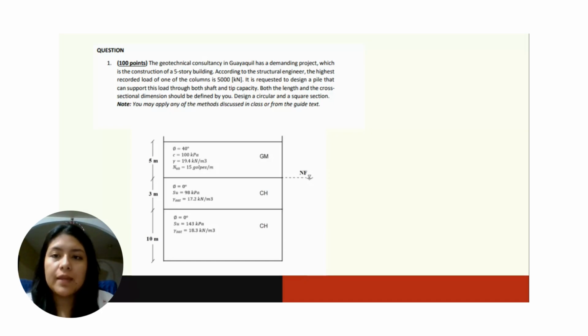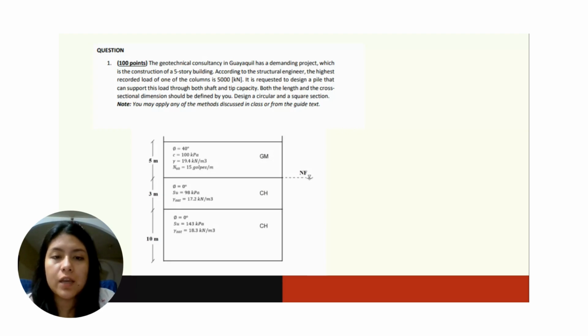The exercise says the geotechnical consultancy in Guayaquil has a demanding project, which is the construction of a five-story building. According to the structural engineer, the highest recorded load of one of the columns is 5,000 kilonewtons. It is requested to design a pile that can support this load through both shaft and tip capacity. But the length and the cross-sectional dimension should be defined by you. Design a circular and a square section. You may apply any of the methods used in class or from the guide text. Okay.